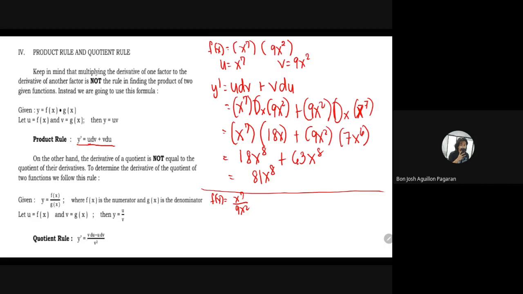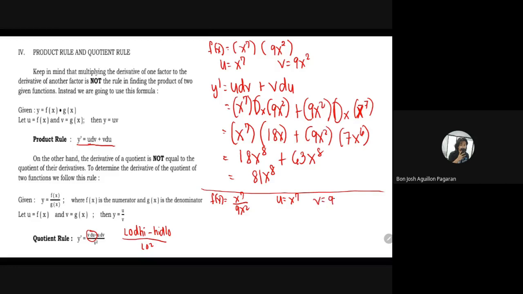The derivative of the denominator multiplied by the derivative of the numerator minus numerator multiplied by the derivative of the denominator over denominator squared. Kaya tinatawag ko siya kung nag-aaral ako na low d high minus, although this is substandard ha, but it works to me. I don't know if it will also work to you. Low d high minus high d low over low squared. Anyway, so our u there is x to the 7th power.